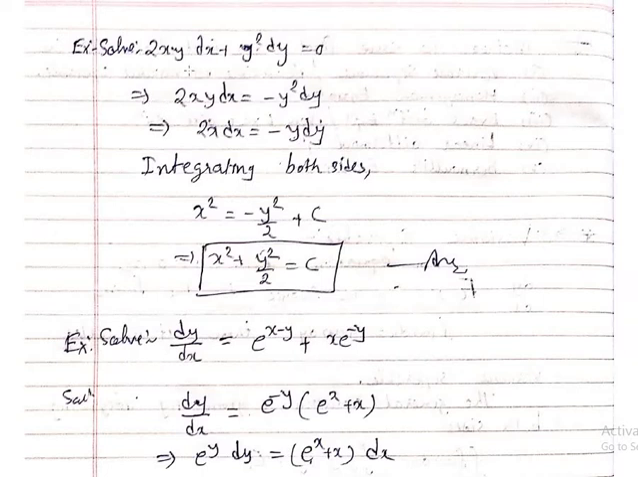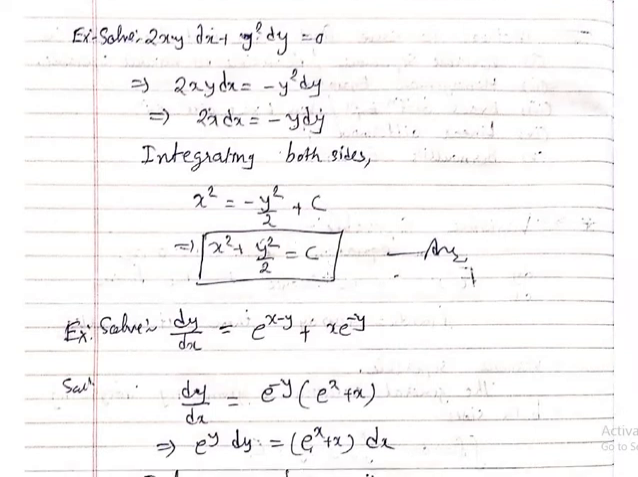So what we are going to do is write it in the form of 2xy dx is equal to minus y square dy. That means I am going to take this term to the opposite side. Now you have to write terms of x with x, y with y. So I am going to divide by y, and that will give you 2x dx is equal to minus y dy. Integrating both sides, that will give you x square is equal to minus y square by 2 plus c, and that will give x square plus y square by 2 is equal to c.